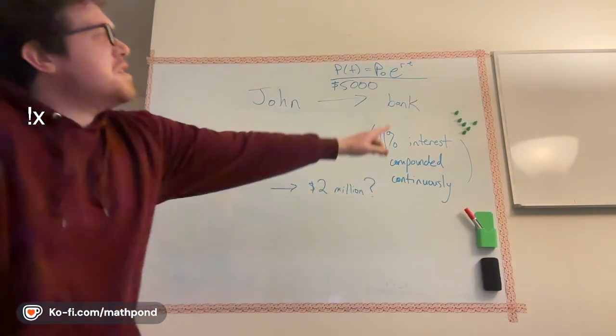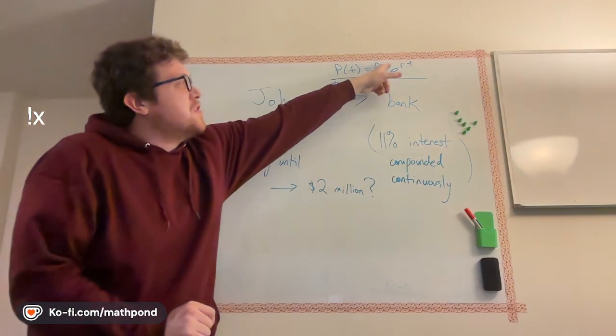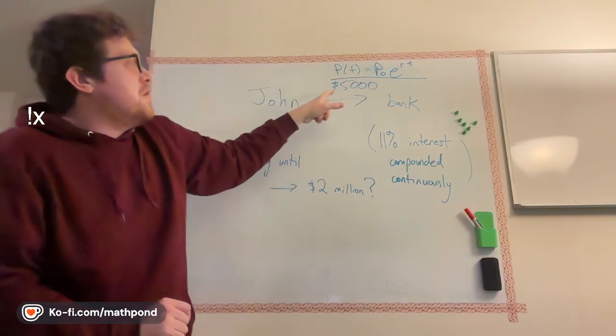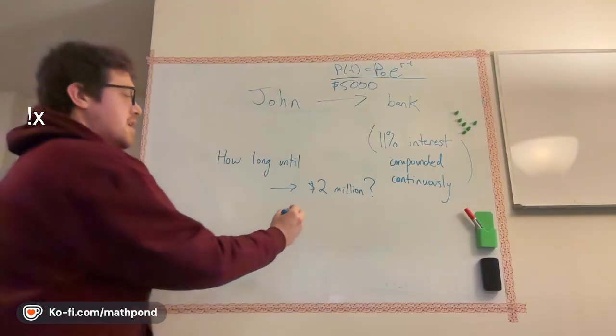So this equation is just saying that you have some initial principal, which is P0. So that would be your initial $5,000 here.